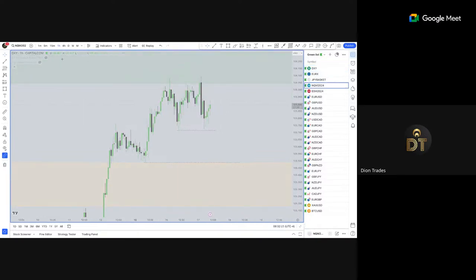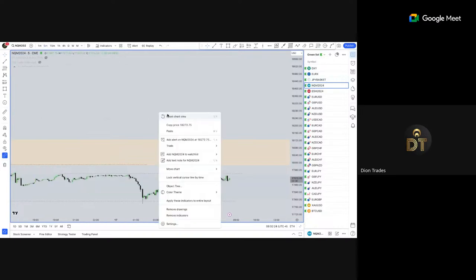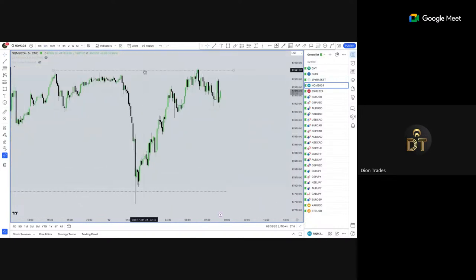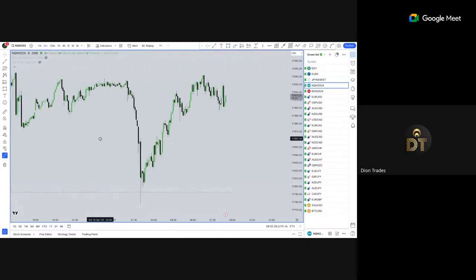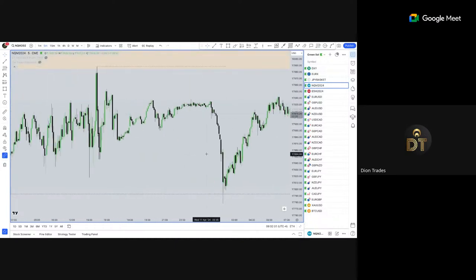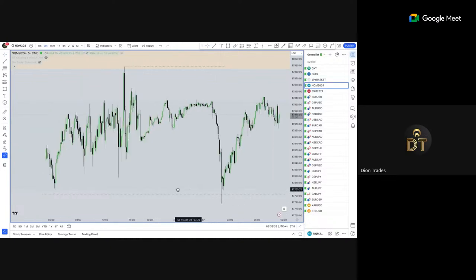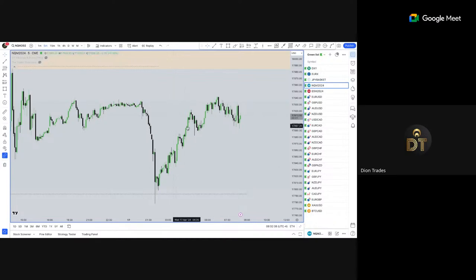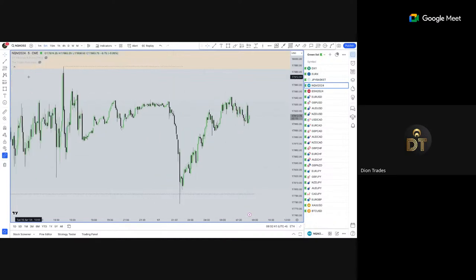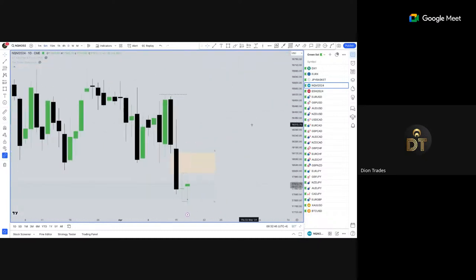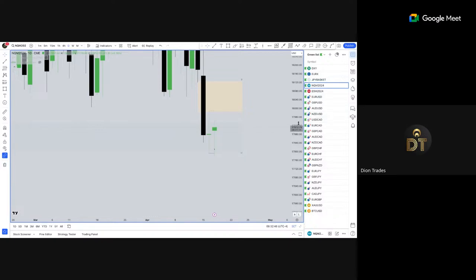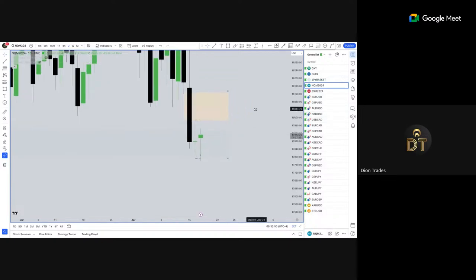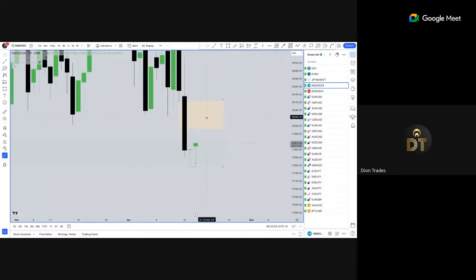So DXY, I'm kind of flat. Indices, very interesting today. I was doing some analysis in the London session today, and we took out yesterday's low, and then we just stepped upwards, but not with very nice price action, so I didn't execute. Bias on the indices is very clear. You want NAS 100, is it?